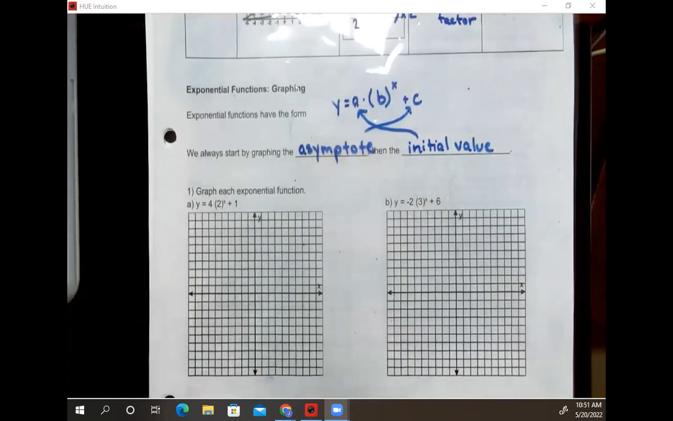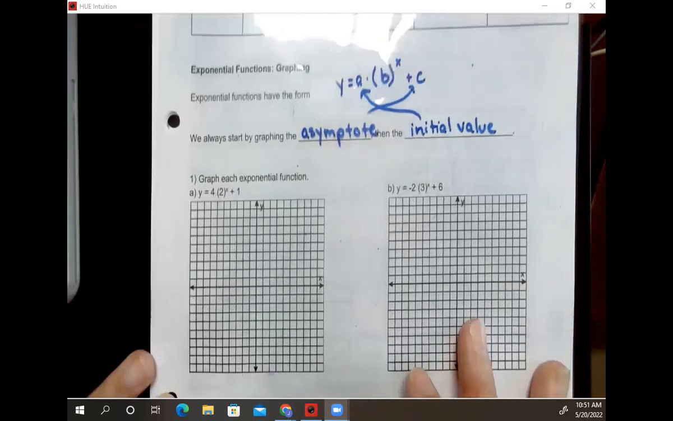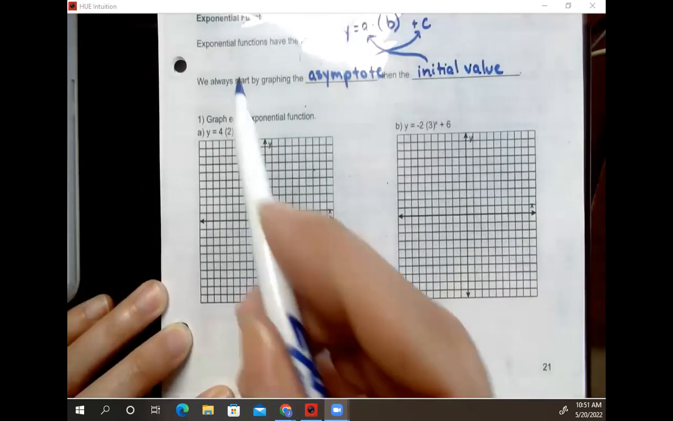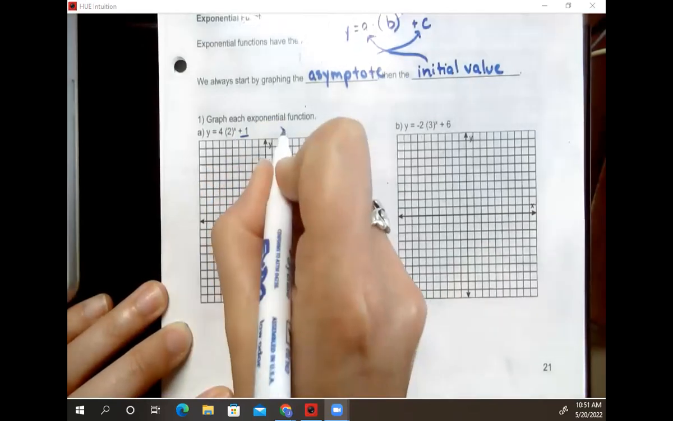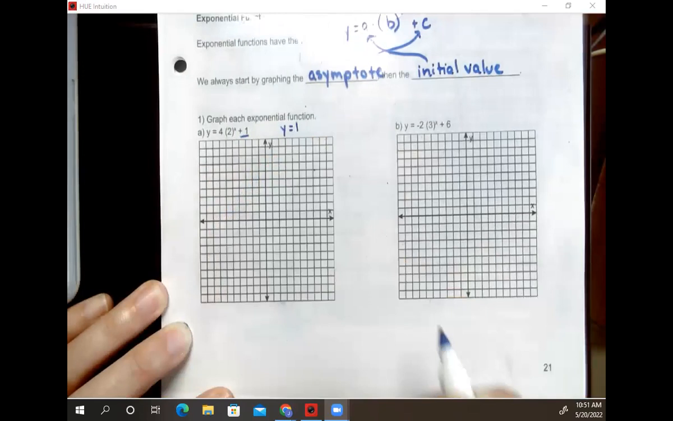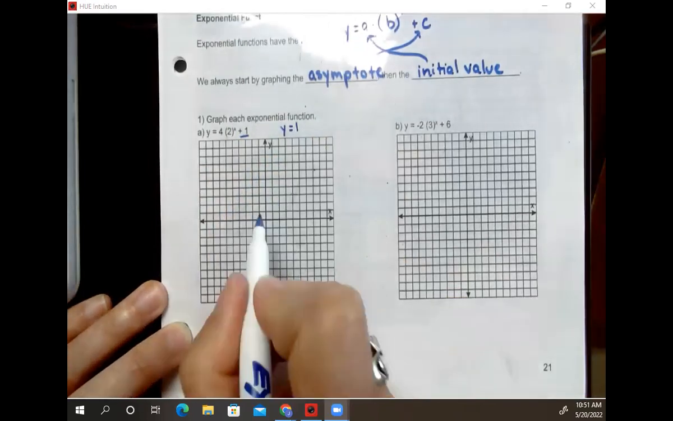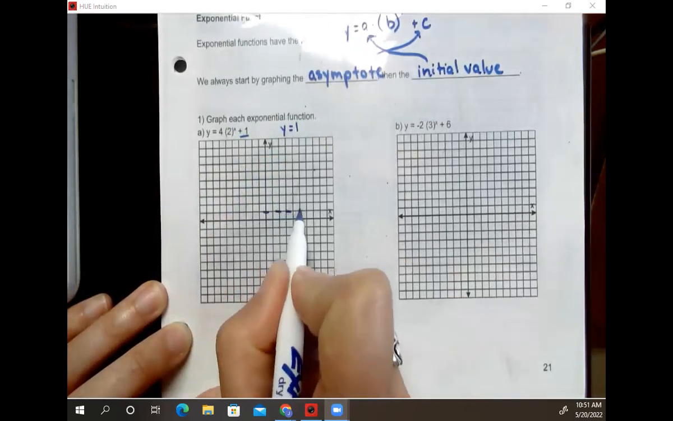We're going to start by graphing some functions. So we're going to be given the function and create the graph. And then later on, we'll swap that. So I'll give you the graph and we'll write the function based on the graph. So for number 1a, I want to start by identifying my asymptote. Remember, that's the number at the end. So my asymptote would be y equals 1. I want to go ahead and graph that. I need the asymptote in order to plot my initial point.